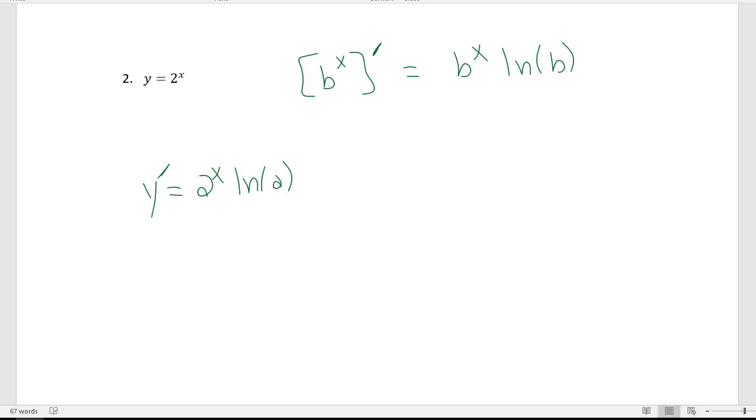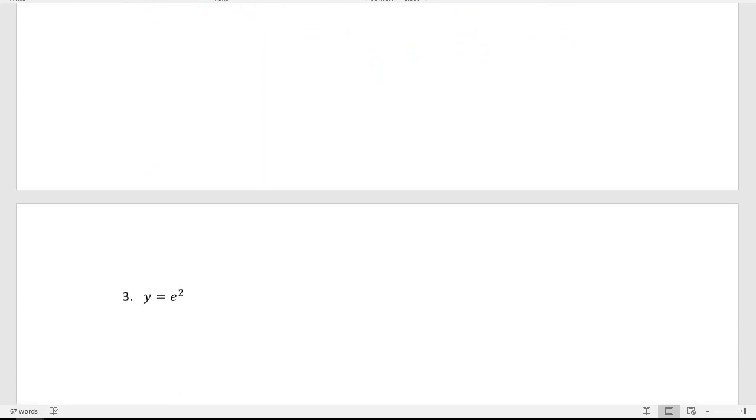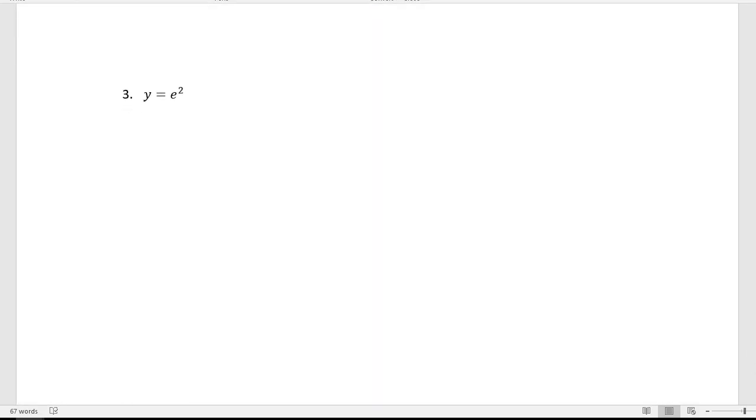So let's take a look at the third one. For the third one, we have y equals e squared. Notice in this scenario, we don't have any x variable over here. So in other words, this is constant. If you plug e squared in your calculator, you're just going to get some decimal value. So we really have the derivative of a constant. And what's the derivative of any constant? That is 0. So our derivative of e squared is just 0.